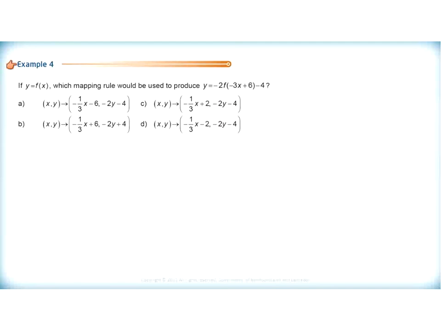Example number 4. If y equals f of x, which mapping rule will be used to produce this function? So now again, we have our function, looking for the mapping rule. Again, we want to rewrite this function. Y equals -2 f of. Notice most of these do not put that set of brackets in there. We have to put them there. -3 outside of x subtract, removing -3 as a common factor. So x subtract 2, subtract 4.